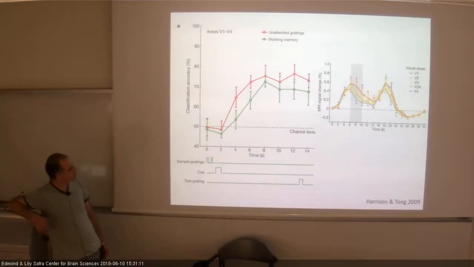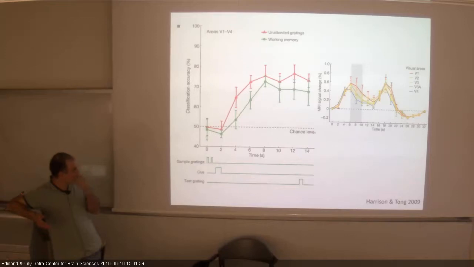Let's start from the second one. What do you see about the unattended gratings, the red one versus the green one? The red one starts a bit earlier, at least. What do I mean by start? It's not that the response starts earlier, again, it's the ability to classify the stimulus from the response that starts earlier. Okay?